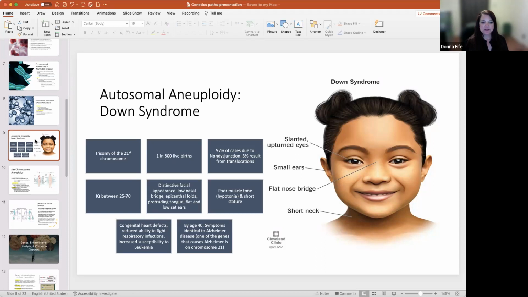By age 40, symptoms identical to Alzheimer's disease may occur, and one of the genes that causes Alzheimer's is on chromosome 21, so that's why there's a higher risk of Alzheimer's in patients with Down syndrome.